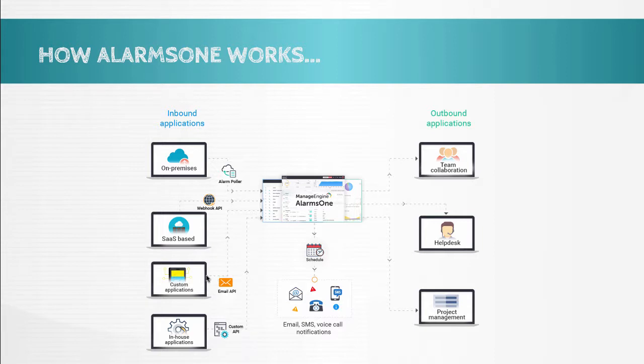And if there is an application which doesn't have an inbuilt integration with AlarmsOne, we use the email API to pull the alerts. And some companies may use in-house applications which they have created for themselves, and we have a custom API to integrate all such applications with AlarmsOne. And from AlarmsOne, you can schedule your notifications and notify your team members or the technicians using email, SMS, or a phone call.